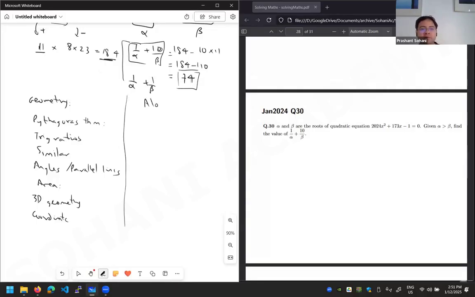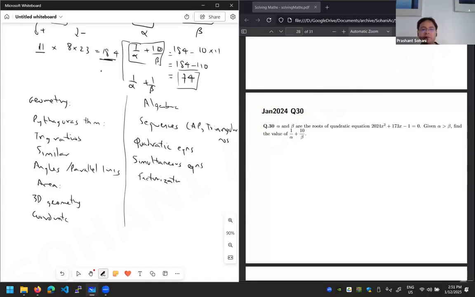And in algebra, mostly we had some problems related to sequences, like knowing triangular numbers, how to add arithmetic progression, triangular numbers. We had some questions related to quadratic equations, like the relation between the roots and the coefficients. Some related to solving simultaneous equations or factorization, identities, some basic ones.